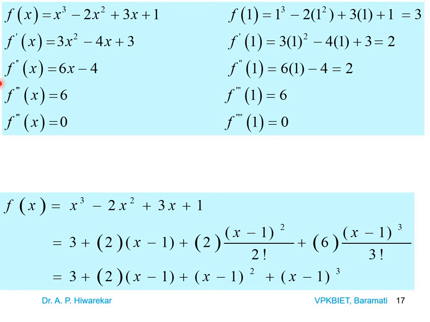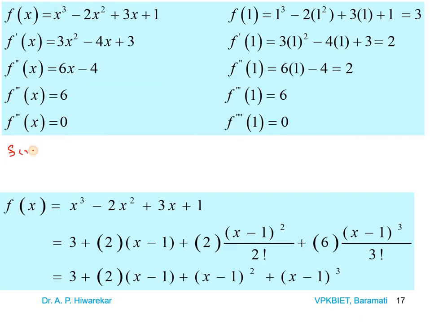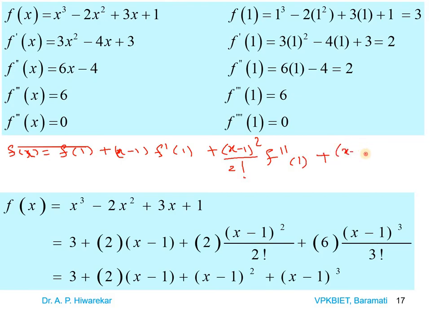So what we have? Just apply the formula. What is our formula? The formula is f of x is equal to f of 1 plus x minus 1 into f dash of 1 plus x minus 1 square divided by 2 factorial into f double dash of 1 plus x minus 1 cube divided by 3 factorial into f triple dash at 1 and so on. So substitute values. f of 1 is 3.